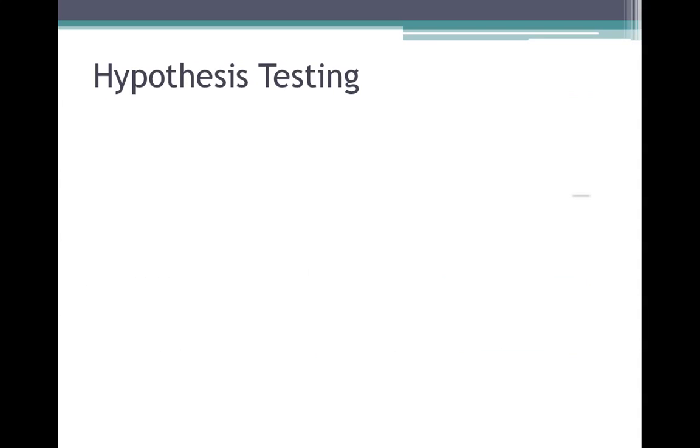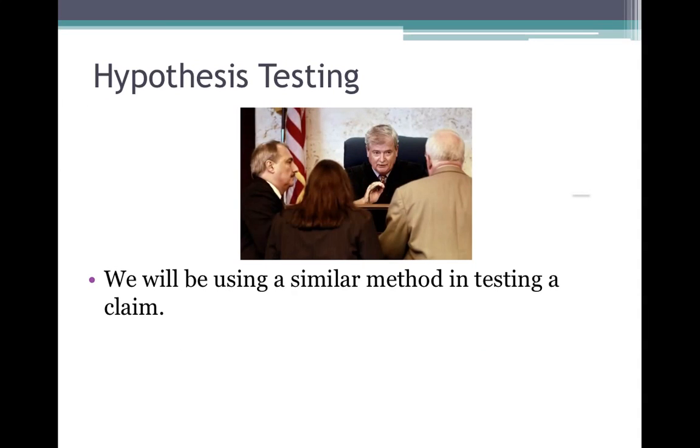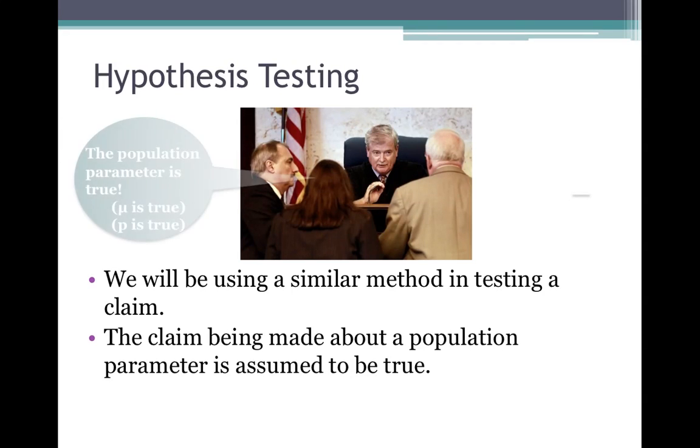This is basically the same concept with hypothesis testing. We're going to be using a similar method in testing a claim. One party is going to claim that the population parameter is true, either mu or p, mu for the population mean and p for the population proportion. And this assumption is going to be held throughout the course of the hypothesis test. We are going to assume that the population parameter is true throughout the whole test, just the same way we assume the client or the defendant is innocent throughout the whole trial.